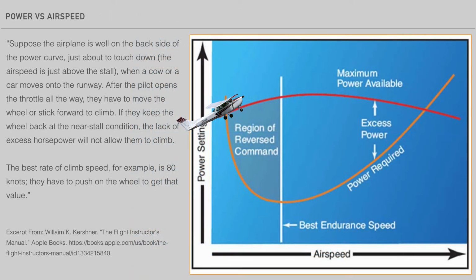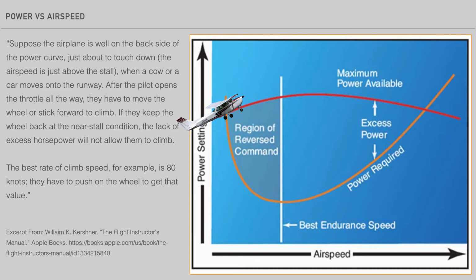Now let's look at a practical example from William Kirchner's book, The Flight Instructor's Manual. Suppose the airplane is well on the backside of the power curve, just about to touch down. The airspeed is just above the stall. When a cow or car moves onto the runway, the pilot opens the throttle all the way. They have to move the wheel or stick forward to climb.